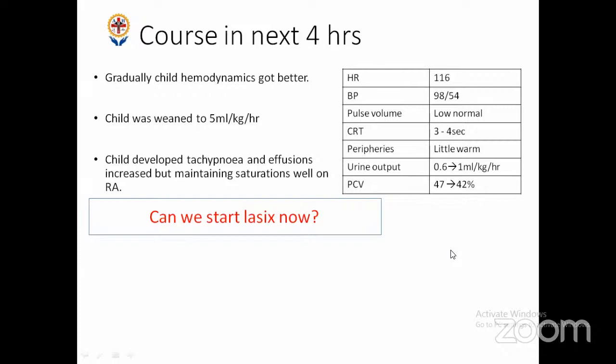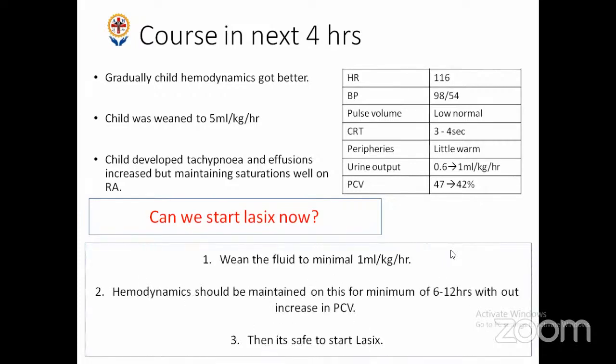The main aim here is that you need to drop the fluid first. Still, 5 ml per kg is very high, so you need to come down on the fluids. Then you try Lasix when the child is stable on very minimal fluid for quite some time. My policy is to wean the fluid to a minimum of 1 ml per kg per hour. Then even on 1 ml per kg per hour, the child is maintaining hemodynamics very well and your PCV is not increasing much for a minimum of 6 to 12 hours. If you want to be very safe, keep it at 12 hours.